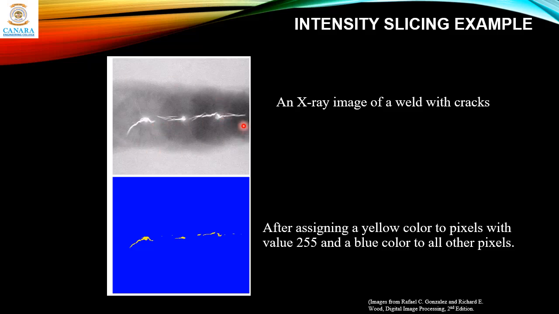Now, if there was a human operator who was inspecting this, there could be some error. But if you recolor it using this logic here, we are assigning yellow color to the intensity level of 255, and we are making every other pixel blue. If the value is not equal to 255, we'll make it blue. So this is how it looks.